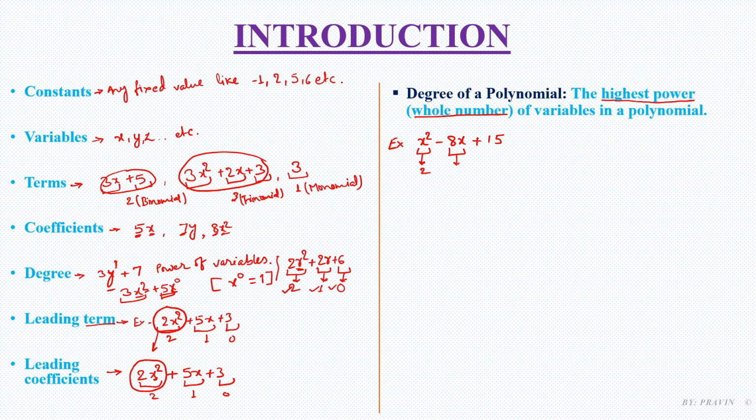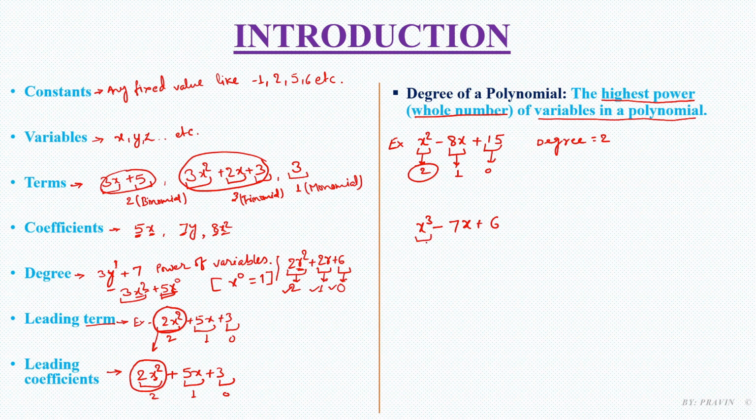Here power is 1 because x is raised to power 1. 15 is constant, so power is 0. So highest power of variables in a polynomial. So this x square minus 8x plus 15 is a polynomial. What is the highest power here? Obviously the power is 2 highest here. So what will be its degree? Degree will be 2. Take another example. x cubed minus 7x plus 6.